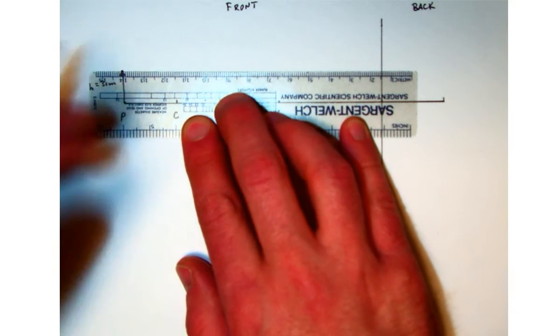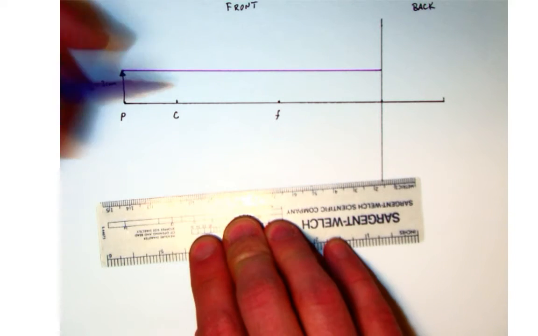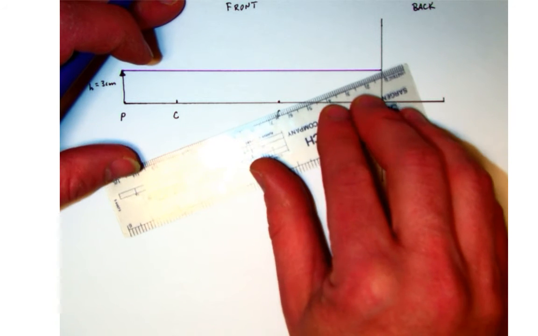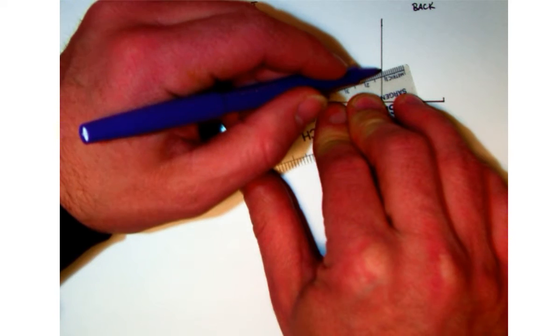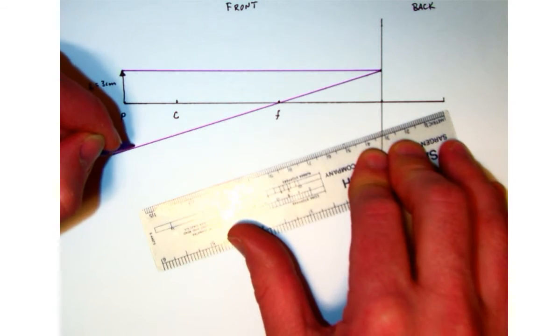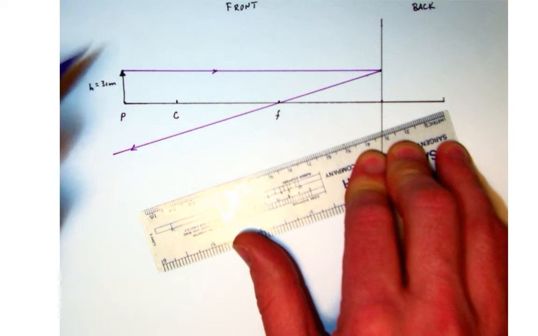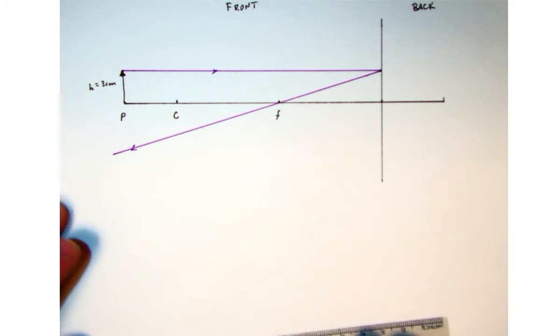That looks pretty good. So here's my parallel line, and what is it parallel to? It's parallel to the axis. Now that hits the mirror, and it's going to reflect back through the focal point. And I just extend that a ways. I don't know where it's going to intersect, but again, this ray of light hits the concave mirror and reflects through the focal point.